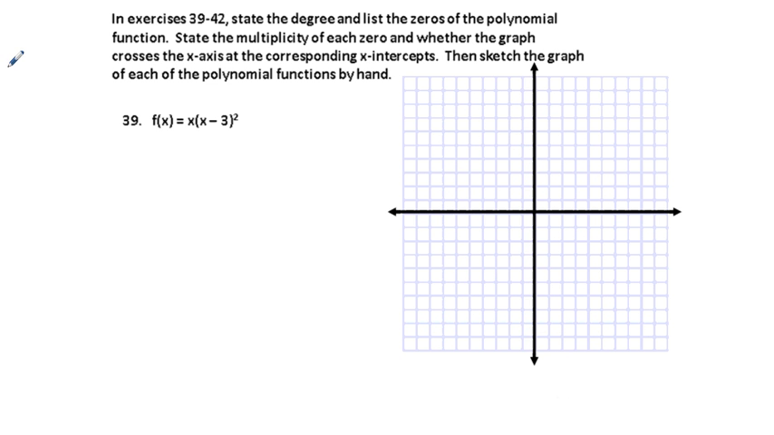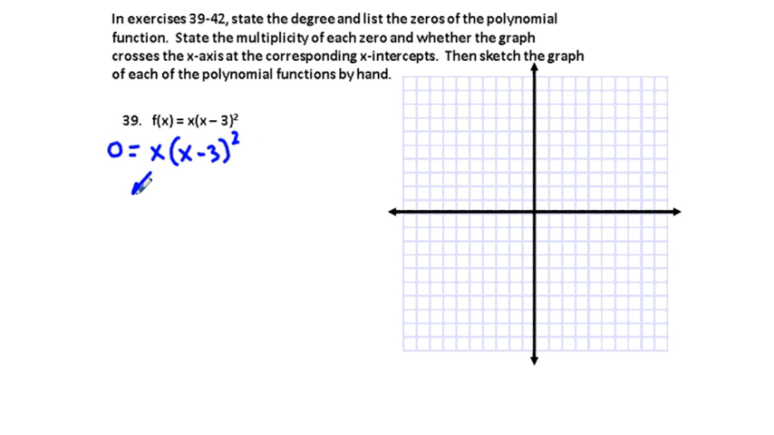Next on our problem 39, exercise 39-42. State the degree and list the zeros of the polynomial function. State the multiplicity of each zero and whether the graph crosses the x-axis at the corresponding x-intercepts. And sketch the graph of each polynomial function by hand. Well, for this, we're going to go ahead and swap f of x for 0. So we have 0 equals x times quantity x minus 3 squared.